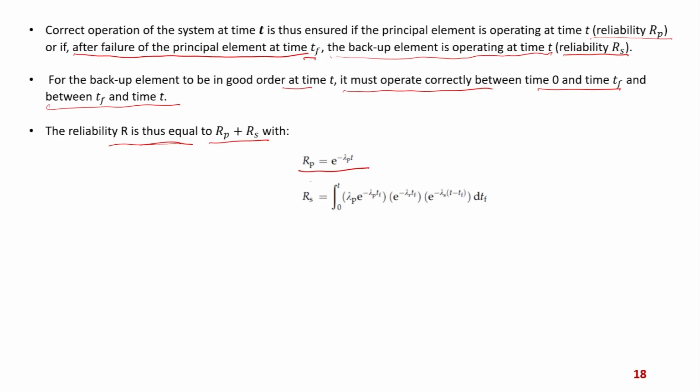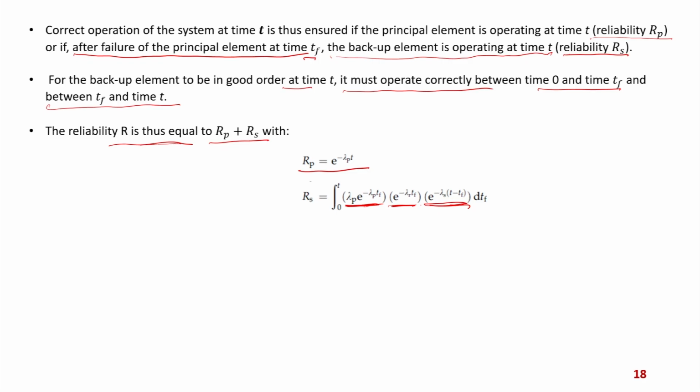Now, we will consider the second case. What is this lambda p? This is, the main unit has failed at time T f. And what is this? This is the probability that the backup unit is in good condition when it is switching over to replace the main unit. And what is this term? This term represents that the backup unit will work without failure from T f to T. Okay.